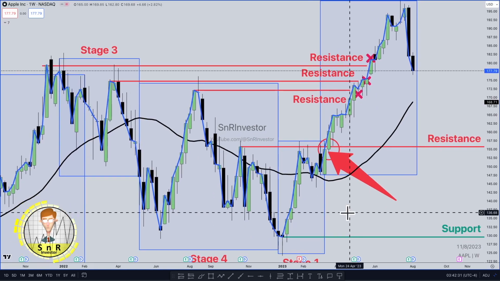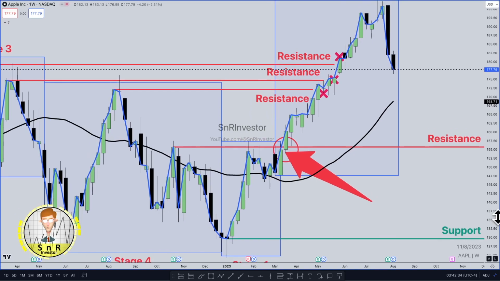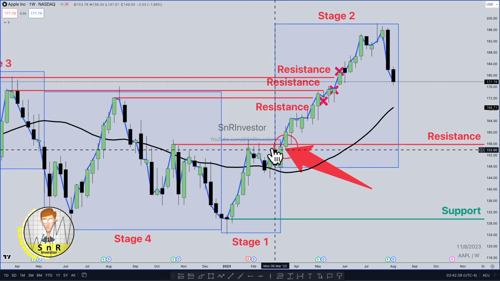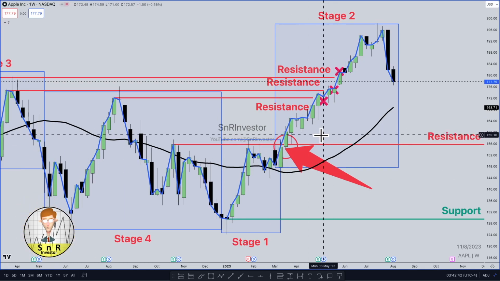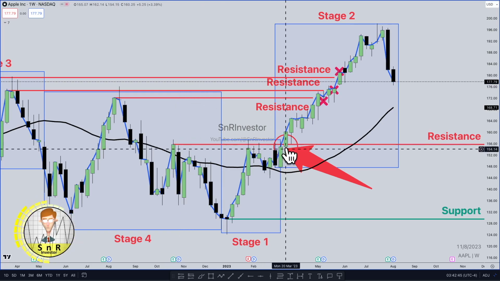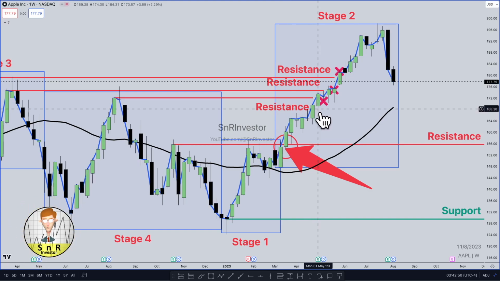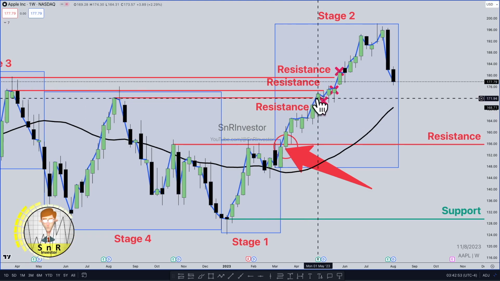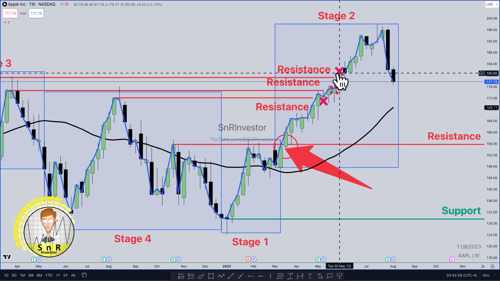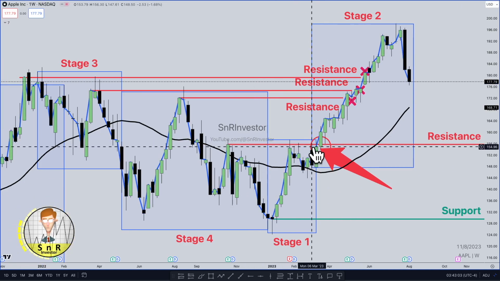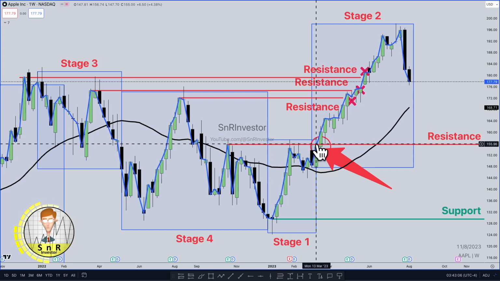So if we were to look at the most recent price action over here, whereby price broke out of stage 1 and moved into stage 2, you can see that price actually broke a significant resistance level before it proceeded upwards and broke even more resistance on its way up. So this is how you can use resistance to refine your entry level or to provide additional signs that the stage has transitioned into another stage.